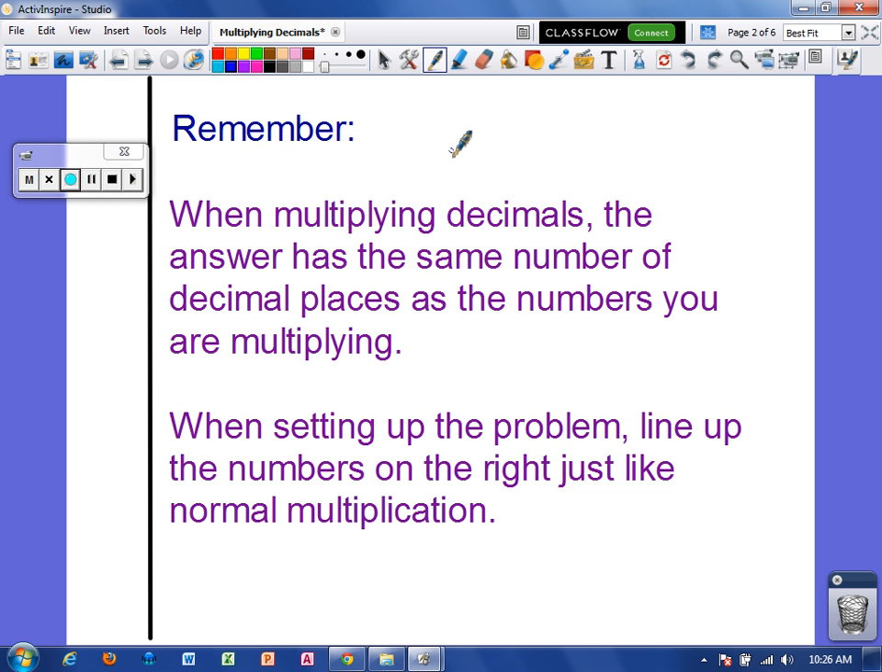Also, whenever we multiply with decimals, we have to count the number of decimal places that we see in what we're multiplying. When we get that total, that's how many decimal places we're going to have in our answer. And whenever we set up a multiplication problem with decimals, we still line up the numbers on the right. For example, if I had 174 times 23, I would set it up like this and have everything lined up on the right. And it's going to work the same way with decimals. So let's do some examples together.